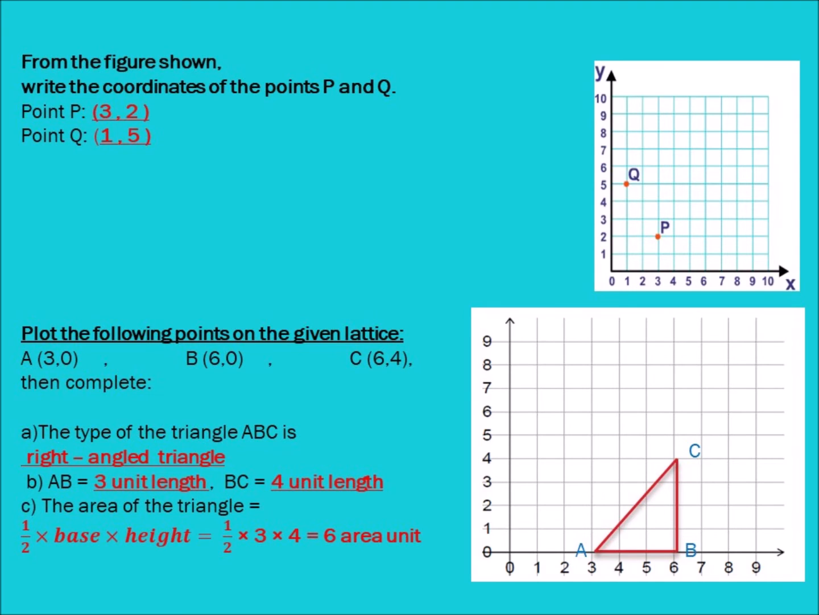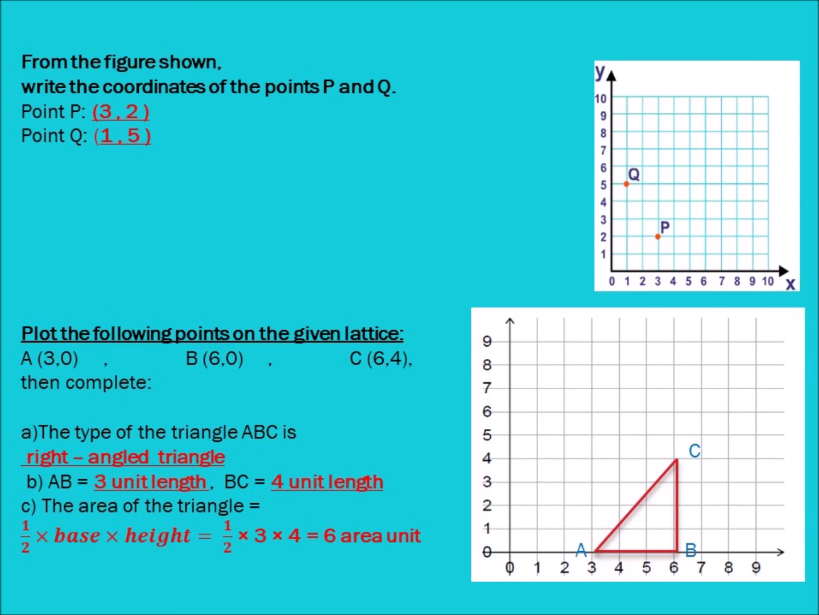We have A (3, 0), B (6, 0), C (6, 4), then complete the following. First of all, I have to draw the x-axis on a horizontal line and the y-axis on a vertical line, then start to record the points A, B, and C. Then he will ask you some questions about the shape shown in the figure.